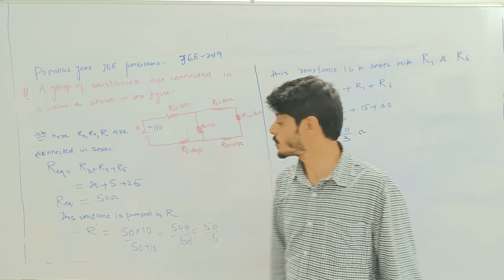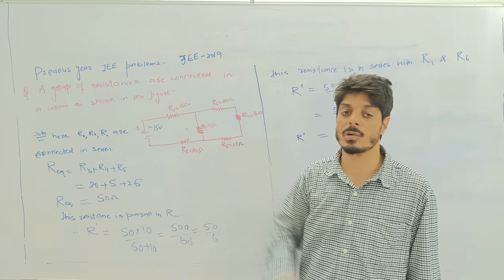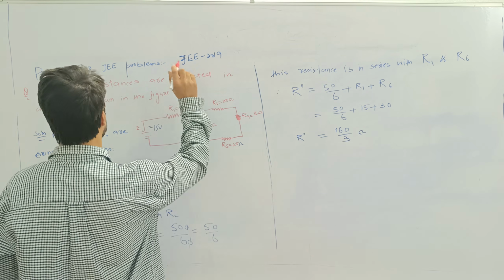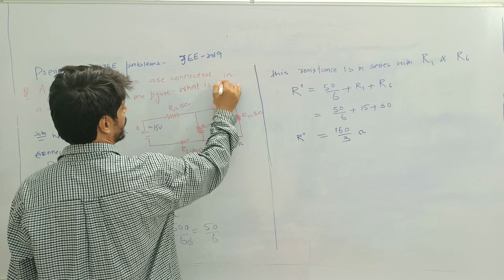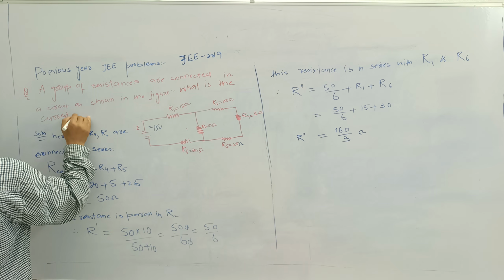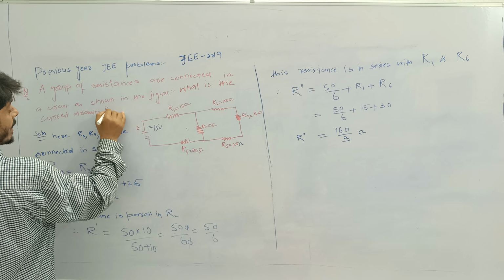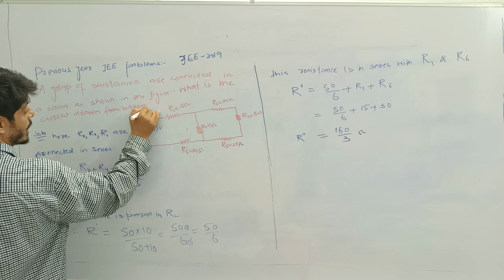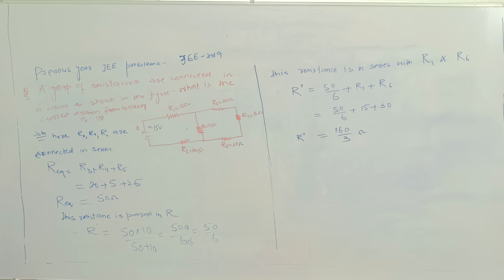Okay, 15 volts. So the question is asking, what is the current drawn from the 15 volt battery? That is the question. What is the current drawn from the battery of 15 volt? So it means E is equal to 15 volt.